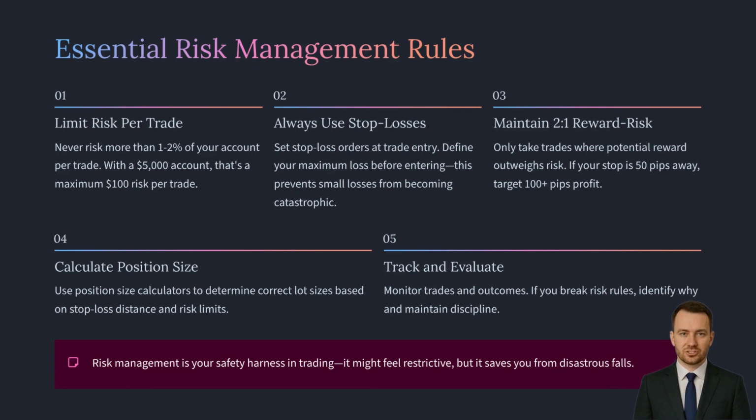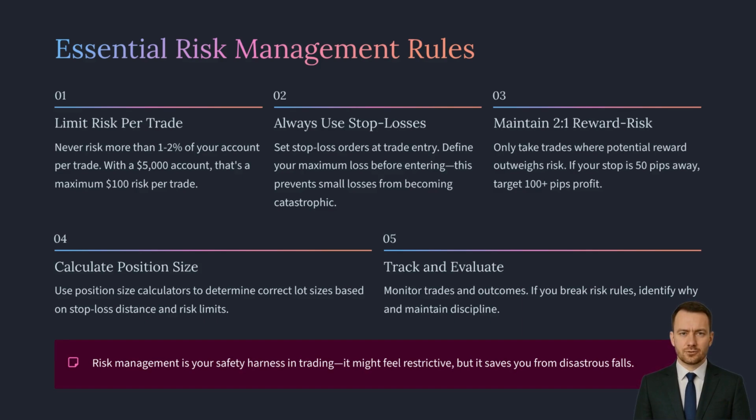Maintain a good risk-to-reward ratio. Only take trades where the potential reward outweighs the risk. A common guideline is aiming for at least a 2-to-1 reward-to-risk ratio. For instance, if your stop loss is 50 pips away, target a profit of 100 pips or more. This way, you can be profitable overall even if only half your trades are winners.